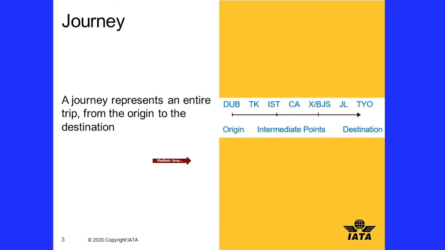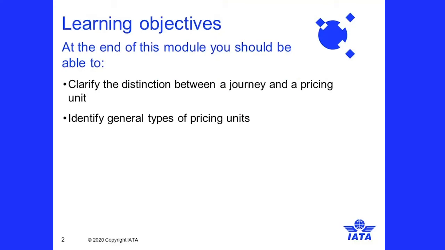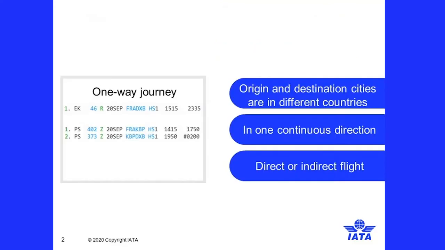So a journey, we all know what it is. For us, dealing with the tickets and the fares, it's the entire trip from the origin to the destination. Our job is to find the lowest applicable international fare. This is our role. So here we are just going to cover what types of journey we have, and speak a little bit about the pricing units so you understand the difference. I think you all have a feeling for what a one-way journey is.